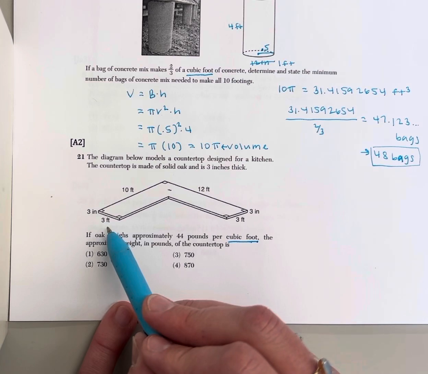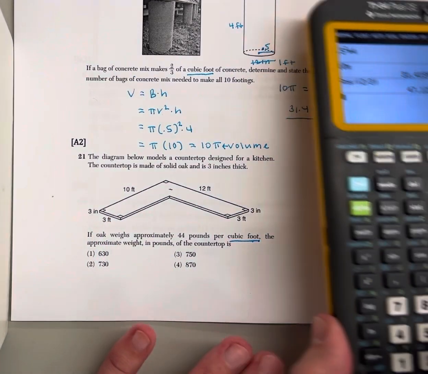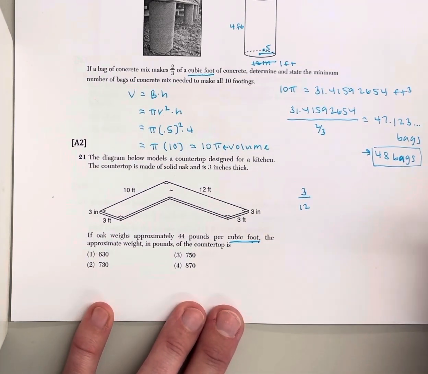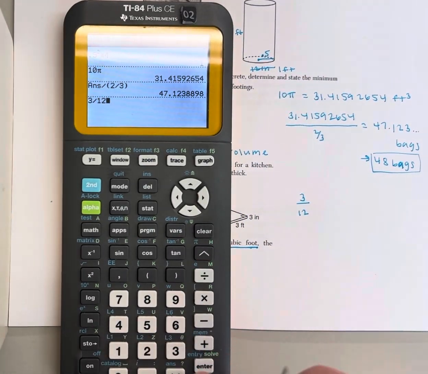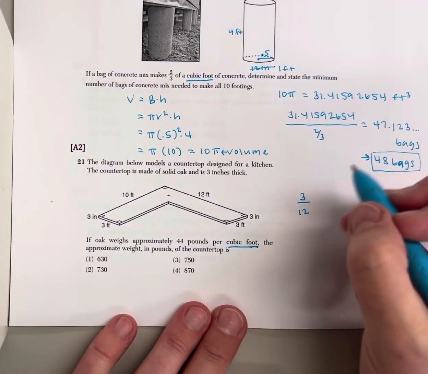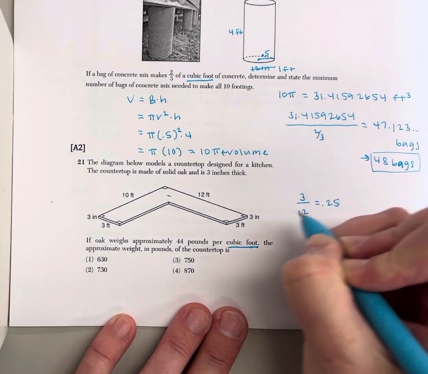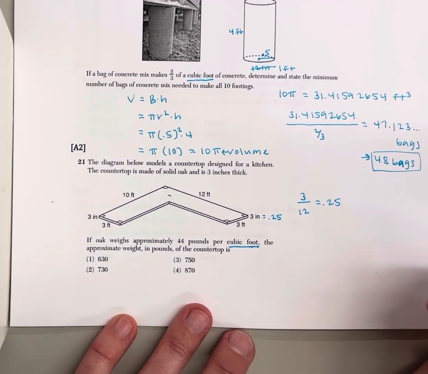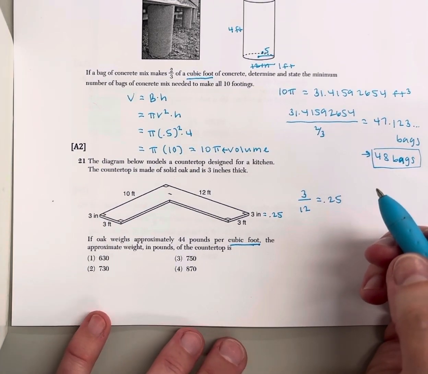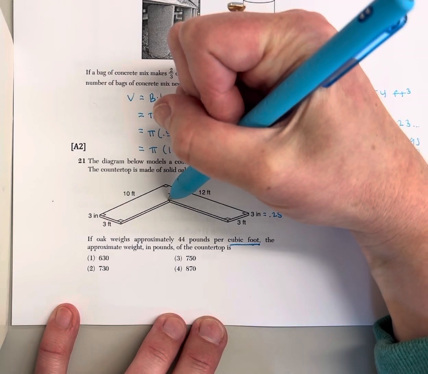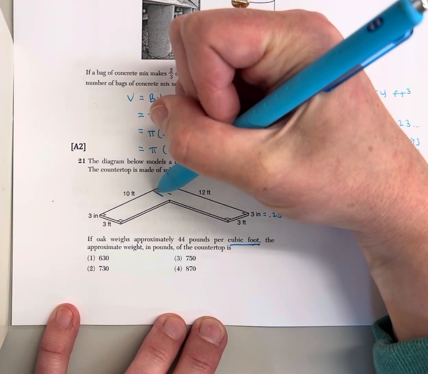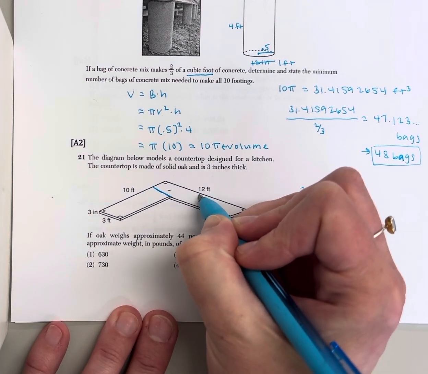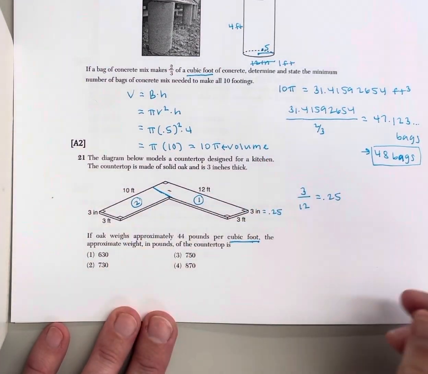We've got 10 feet, 3 feet, 3 inches. So 3 inches out of 12 inches, and maybe you don't need to do this on your calculator, but that's 0.25. So we're gonna use 0.25 for anywhere we see 3 inches, 0.25 of a foot. All right, so you can do this a couple different ways, but I'm just gonna split it. I'm gonna do 2 sections. Section 1 over here and section 2 over here.